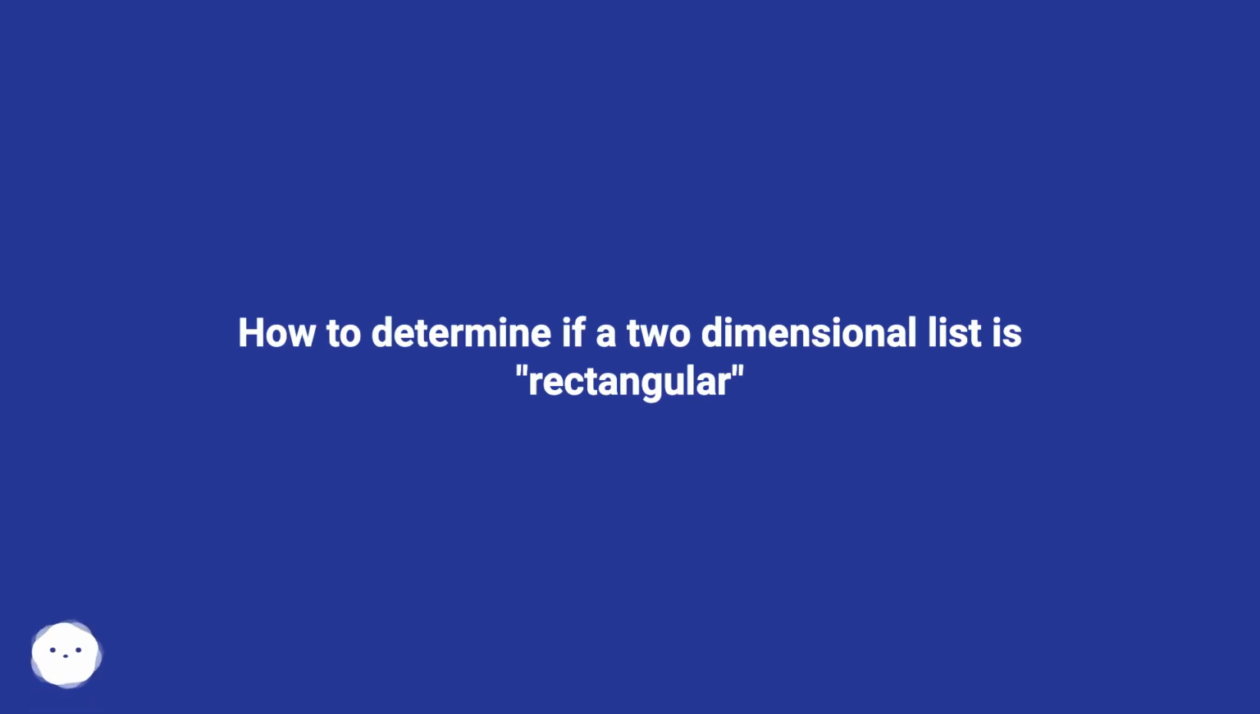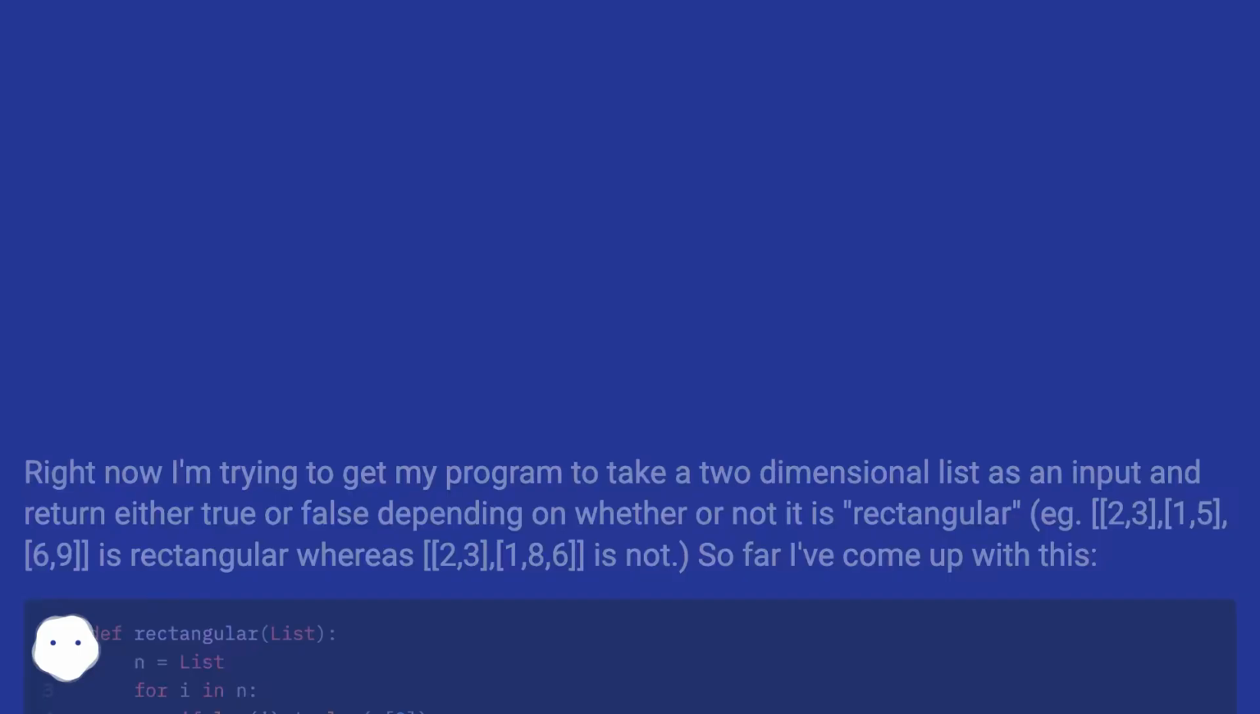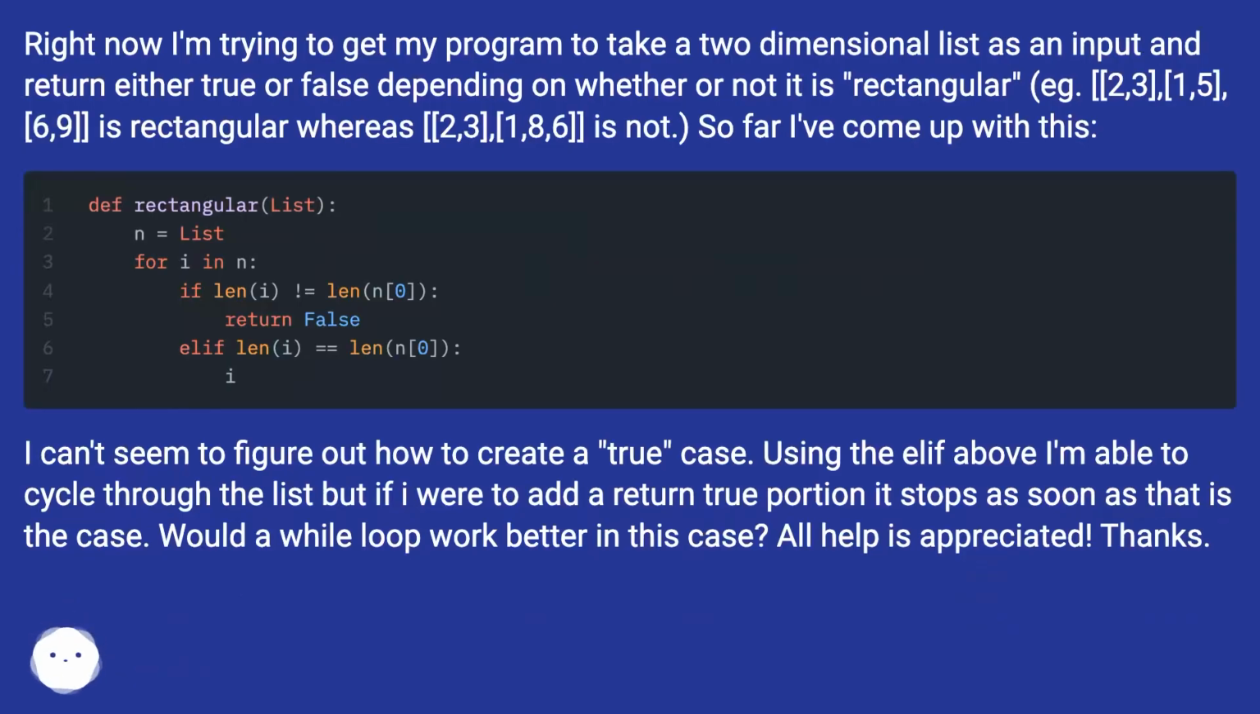How to determine if a two-dimensional list is rectangular. Right now I'm trying to get my program to take a two-dimensional list as an input and return either true or false depending on whether or not it is rectangular, e.g. [[2, 3], [1, 5], [6, 9]] is rectangular whereas [[2, 3], [1], [8, 6]] is not. So far I've come up with this.